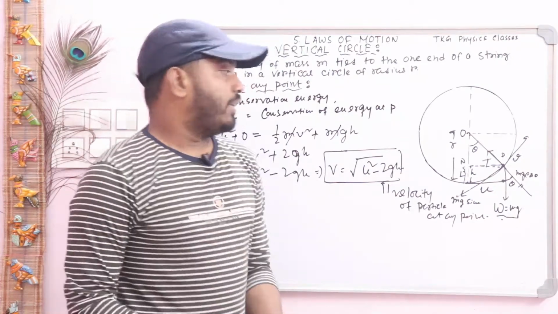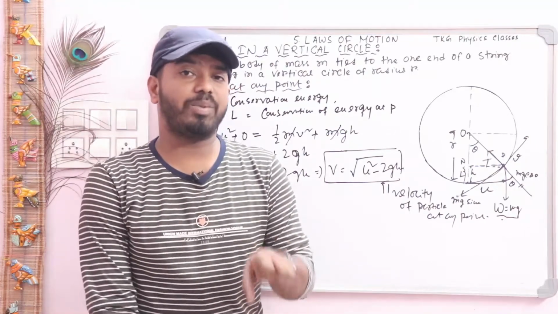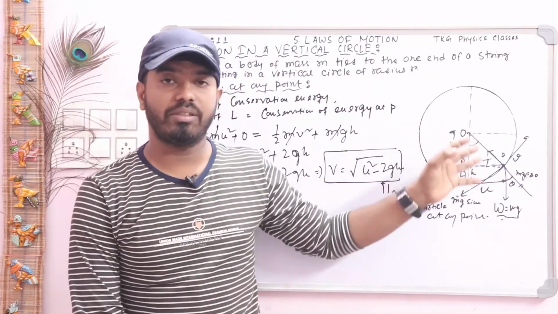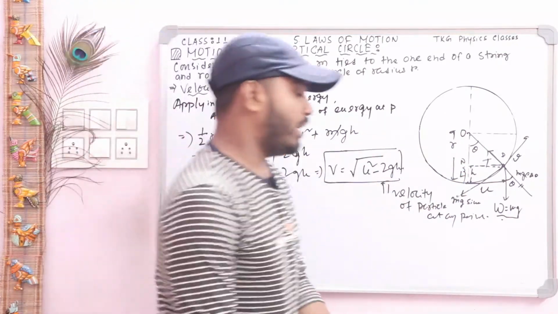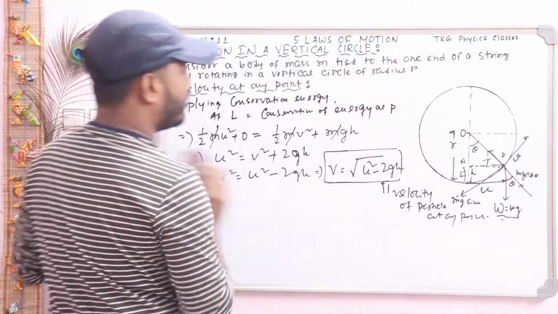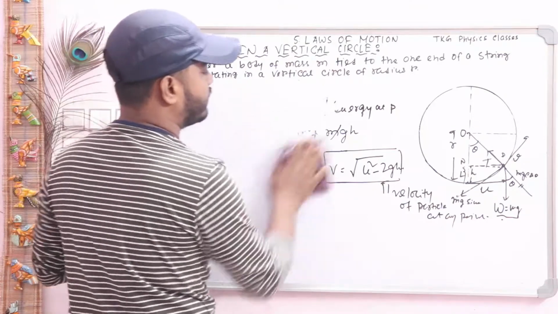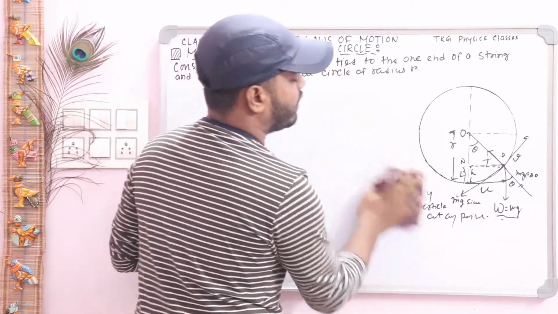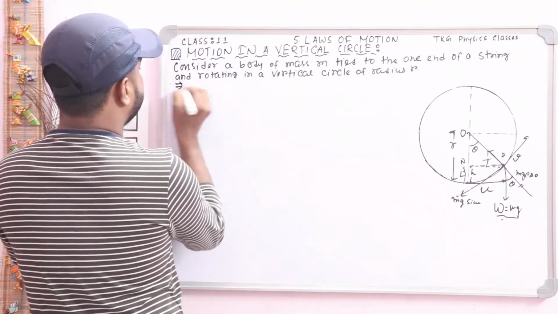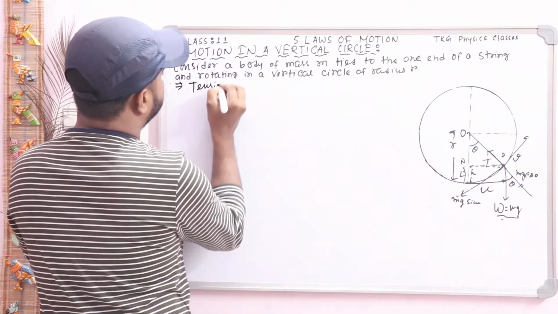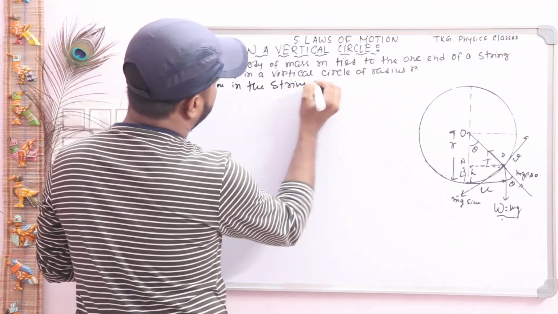Okay, now our second derivation. In the second derivation, we will derive the expression of tension in the string. We will derive the tension. Write it. Okay, now our second derivation, that is we have to find out the tension in the string. So give a heading, tension in the string. That is, here we have to find out the value of T.